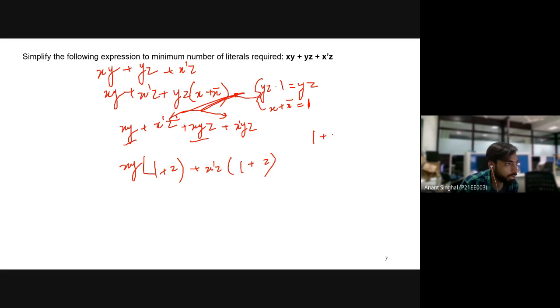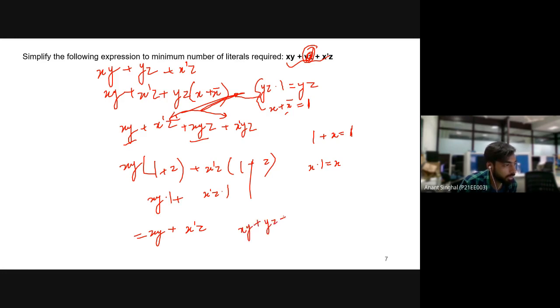So we know that 1 plus any variable will always give us 1. I can write xy dot 1 plus x bar z dot 1, and 1 multiplied by any variable will always give the same variable. I can write this as xy plus x bar z, which is the redundant term. So we have removed this redundant term. We don't require this yz. So this is an important theorem that you can use in several questions, which is nothing but xy plus yz plus x bar z. It is nothing but xy plus x bar z.